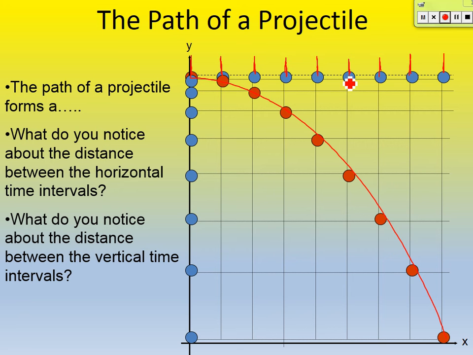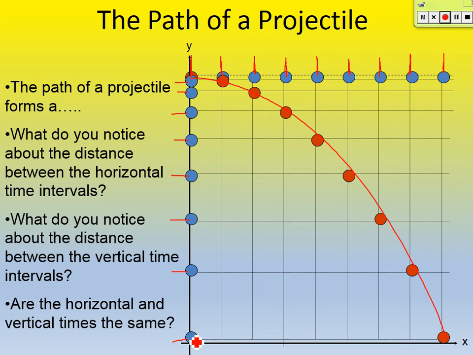Okay, let's answer this question. What do you notice about the distance between the vertical time intervals? What you're going to notice is that the distance between them increases as the object spends a larger amount of time in the air. And that is because of acceleration. So it's going slow at first, but the velocity is increasing because gravity is accelerating it toward the center of the Earth. Okay, and this last question, are the horizontal and vertical times the same? So if this projectile, this red dot here, does it spend the same amount of time horizontally as it does vertically in the air? And the answer is yes, they are the same. I mean, it's got to be the same.